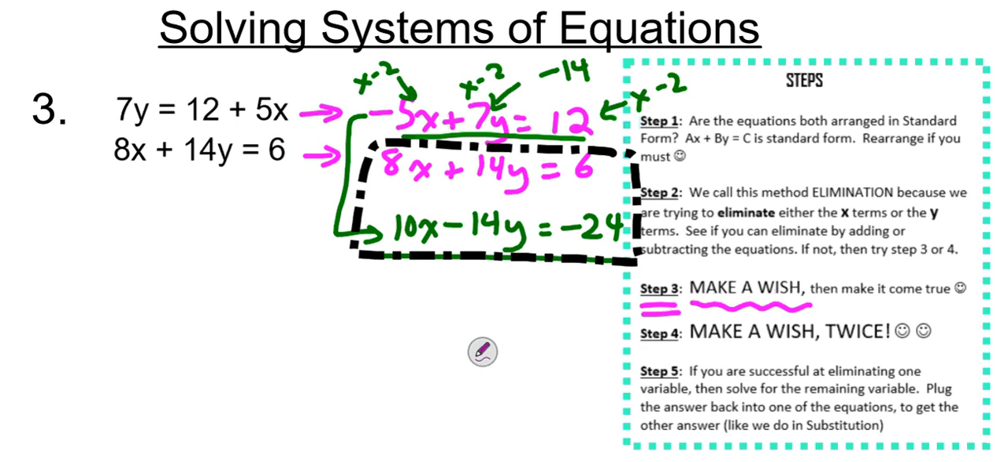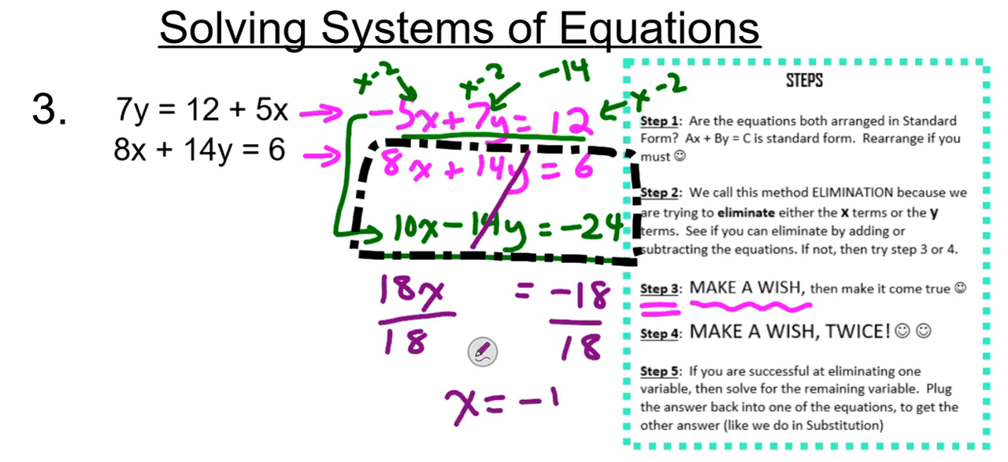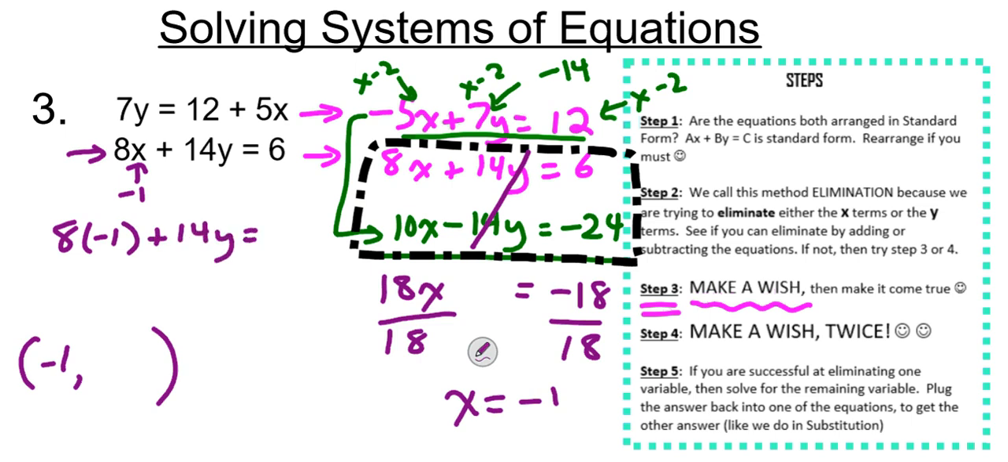So here we go. 8x plus 10x is 18x. The y terms eliminate, that's awesome. Negative 24 plus 6 is negative 18, right? We're going to divide both sides by 18, and the rest of it's pretty much history. We know x is equal to negative 1. Let's go ahead and plug in, let's use this one. We'll plug in negative 1 for x, and we're going to solve for y.